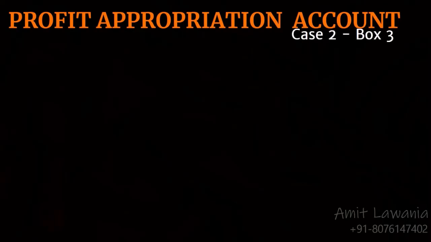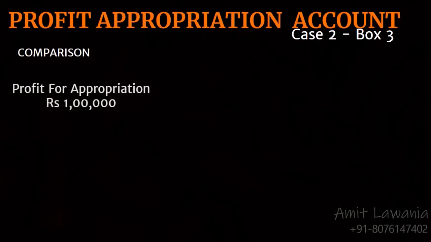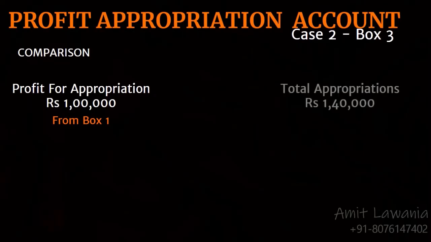Friends, it is time for the bout. On the left we have the profit for appropriation at rupees 1 lakh coming from box 1. On the right we have the total appropriations desired by the partners at rupees 1,40,000 from our box 2. So who wins this one? Which one is greater? This time it is total appropriations from box 2 which is greater.